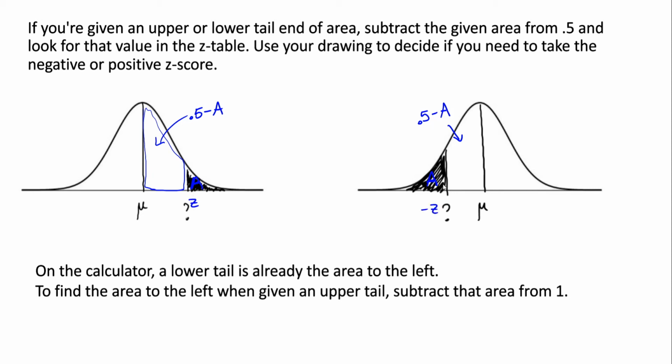On the calculator, if you're given a lower tail end, well, you already have the area to the left, so you just put this area into the calculator. If you're given an upper tail and you need to find the area to the left, you would just subtract that area from 1. So that would just be 1 minus a. To get this piece, if this piece is a, everything over here is 1 minus a.